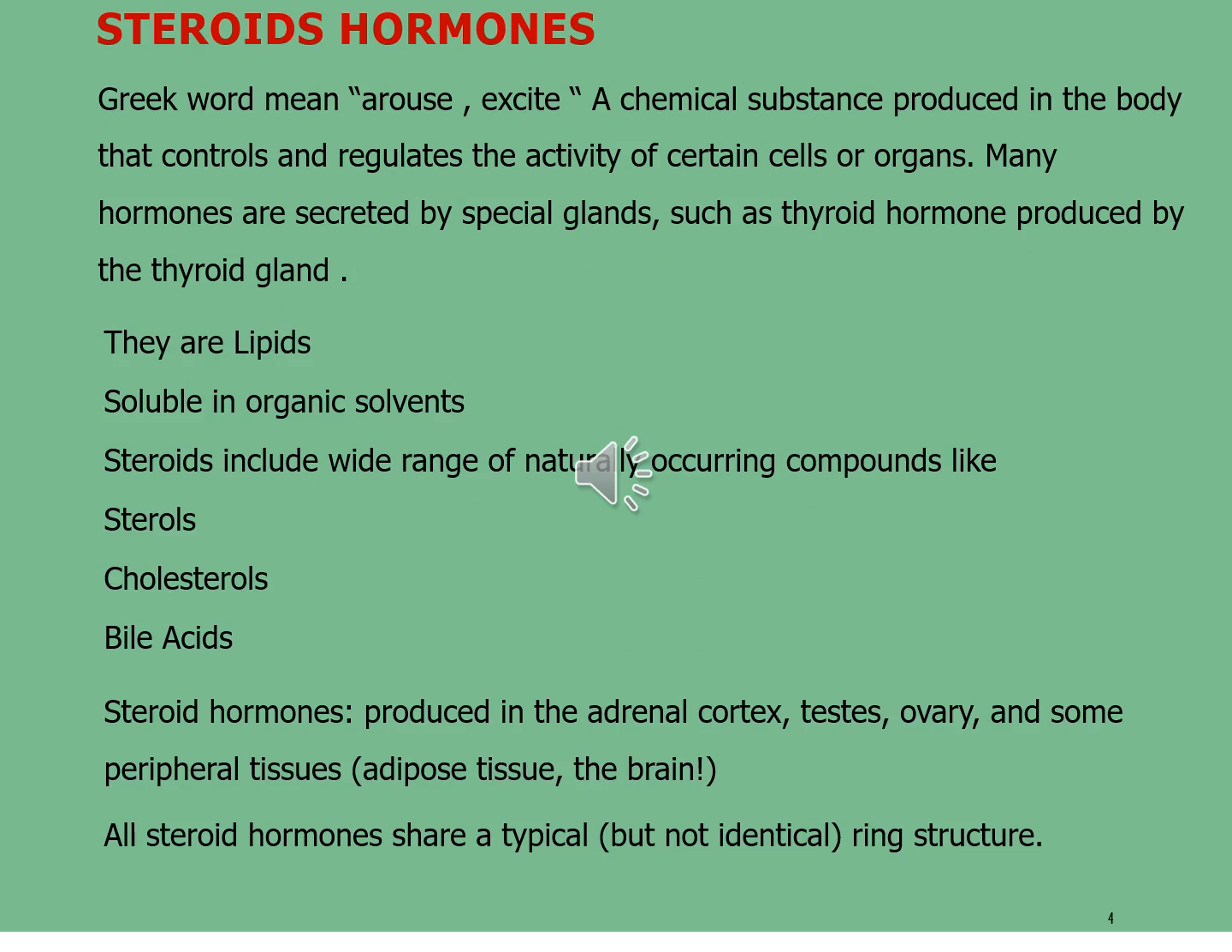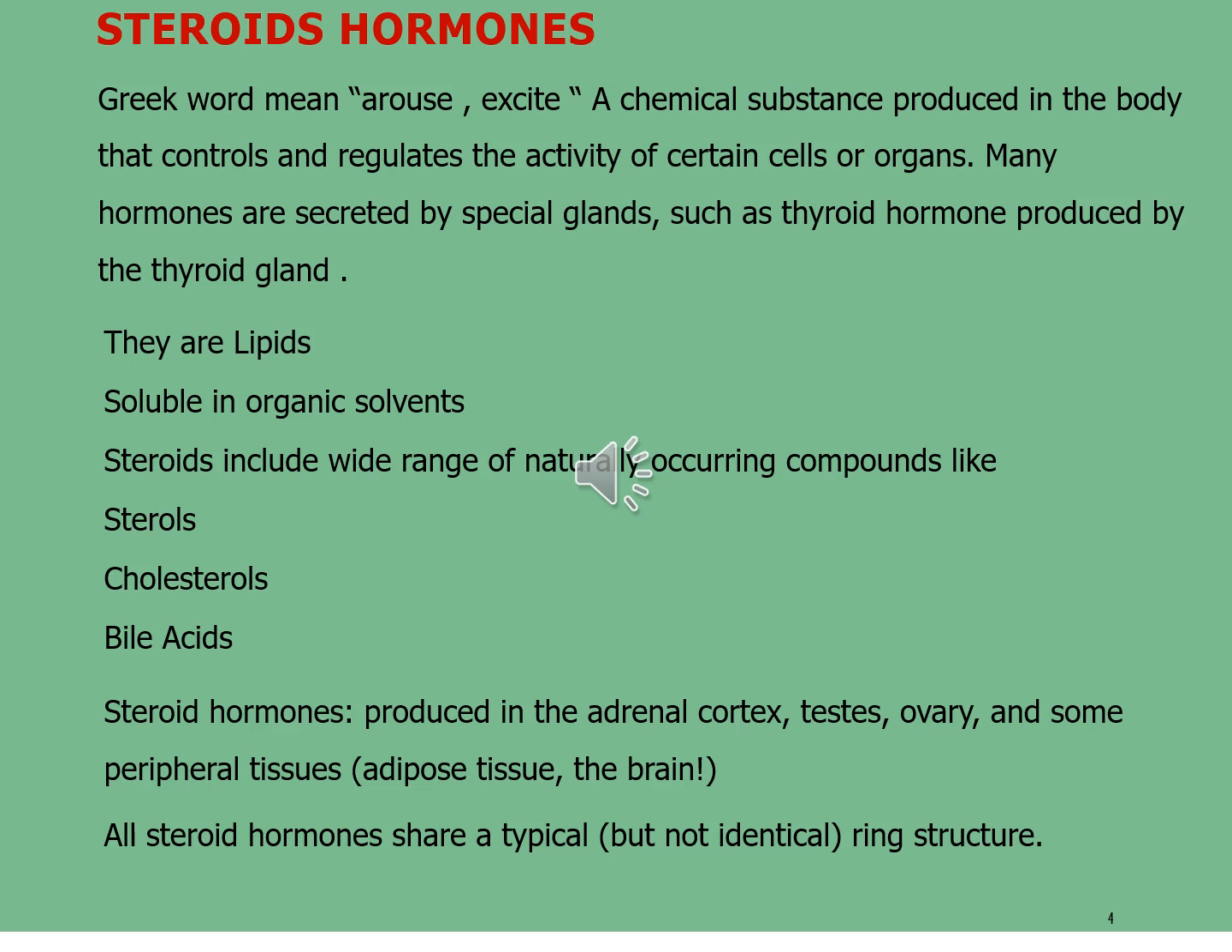Let's see what steroid hormones are. However, before discussing the basic concept of steroid hormones, here I will give you a general overview of steroids. Steroids are lipids. They are soluble in organic solvents. Steroids include a wide range of naturally occurring compounds like sterols, cholesterols, and bile acids.